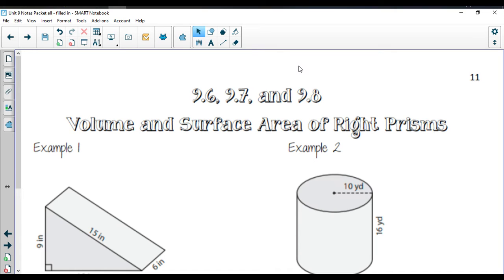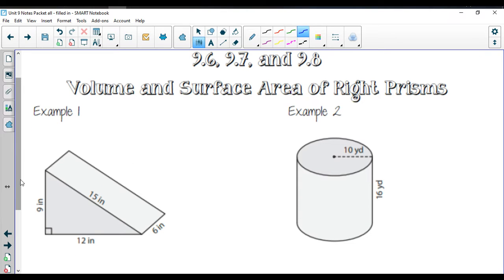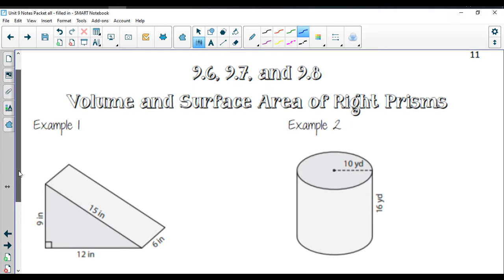Lesson 9.6, 9.7, and 9.8 are all going to fall on the same pages in your notes packet. We're going to start on page number 11 in your packet, and we're going to just do some preliminary work that's going to get us ready to figure out volume and surface area of any right prisms. So we've been focusing primarily on right prisms in this chapter, just without saying so.